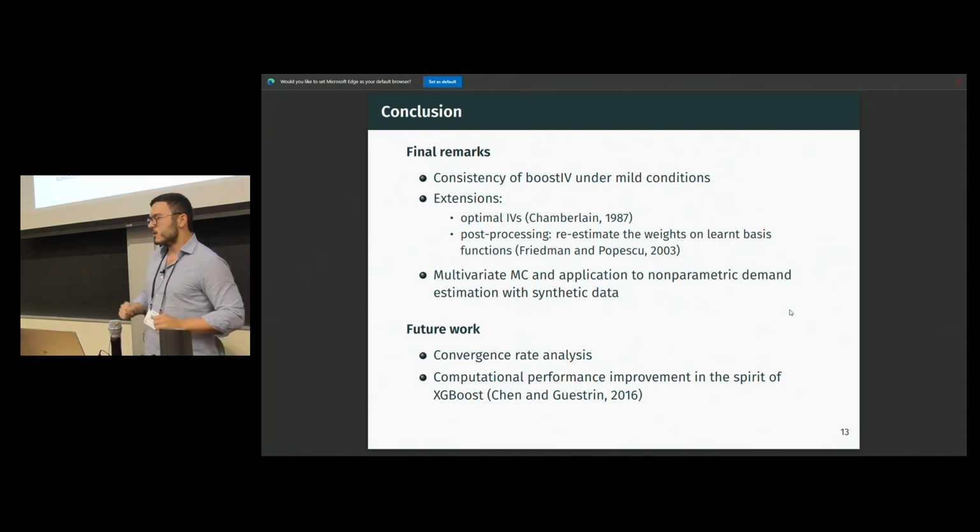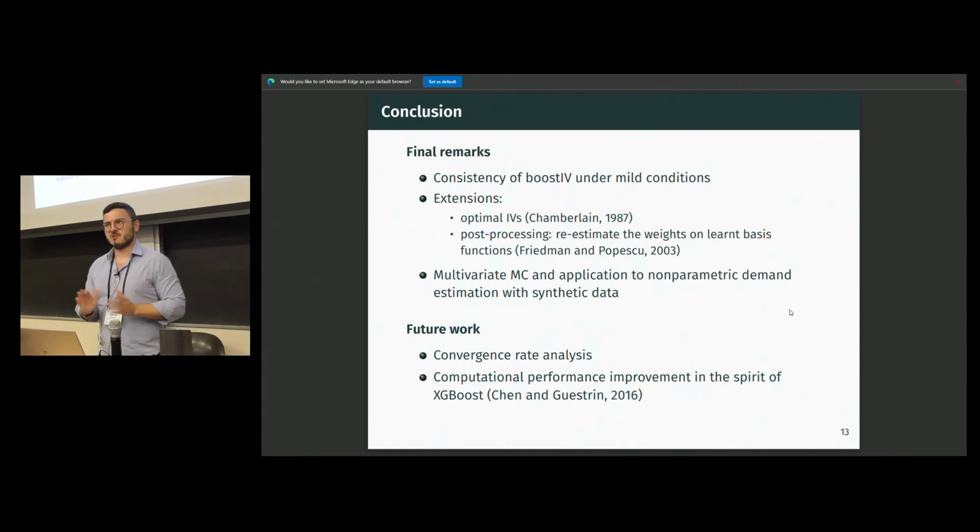and even kernel regression. So for the future work, as I said, we would like to derive the convergence rate and also explore some ways of boosting the computational performance, because right now everything is coded in Python, so sometimes it can be slow. Maybe some tricks like in the XGBoost algorithm can help make it more efficient and fast. That's it. I'm happy to take questions.